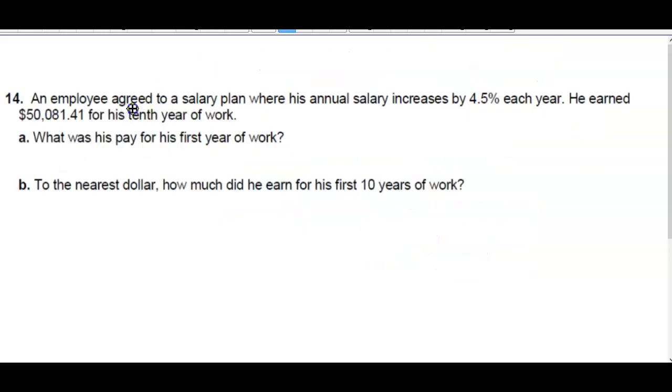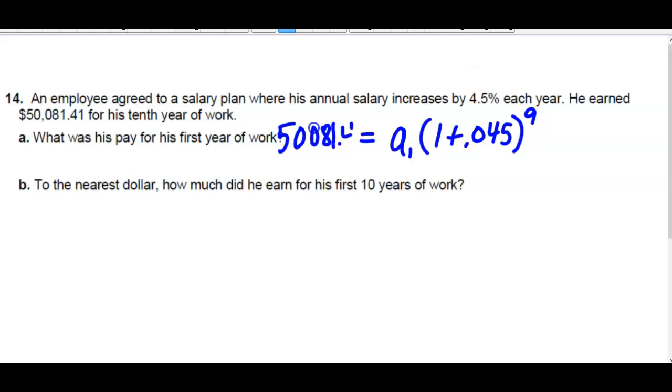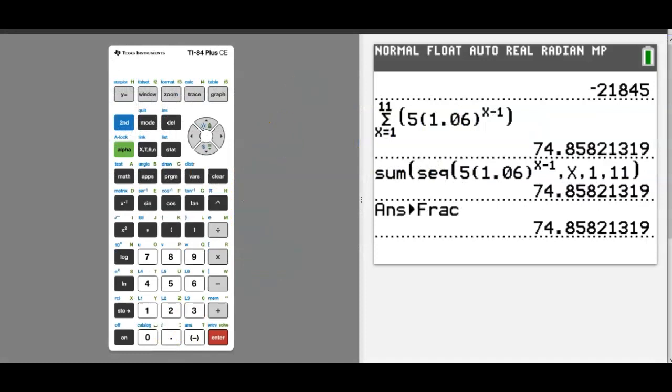Number 14 says an employee agreed to a salary where his annual salary increased by 4.5% each year. He earned this for his 10th year. What was his first year? Okay, so he earned something the first year, and then it was multiplied by 1 plus 0.045. Now, his 10th year, he's gotten 9 raises, right? And he earned 50,081.41. So what I need to do is divide that backwards.